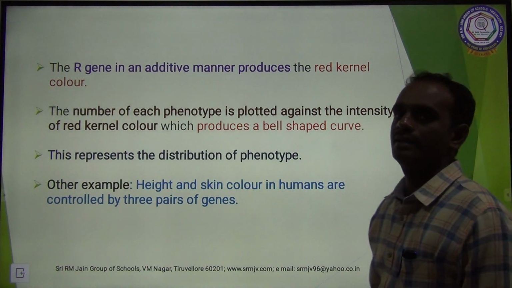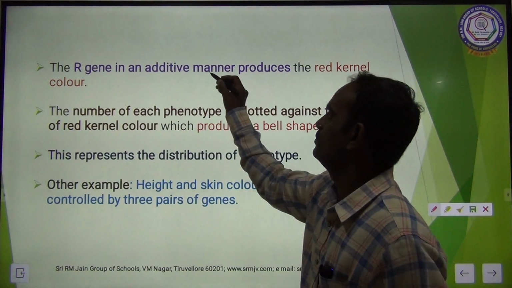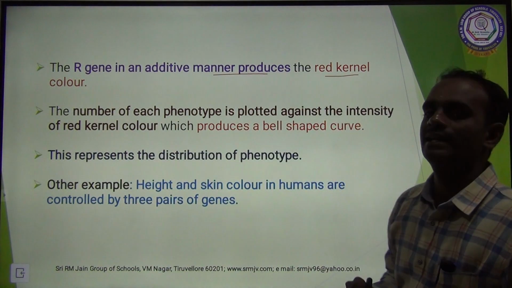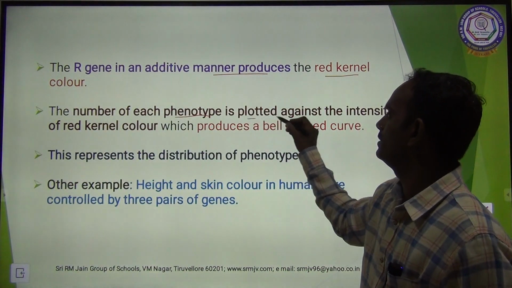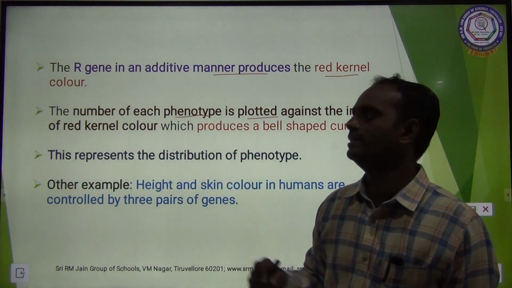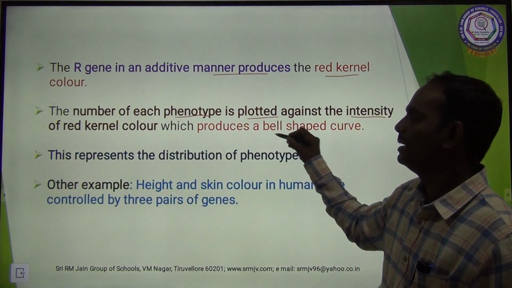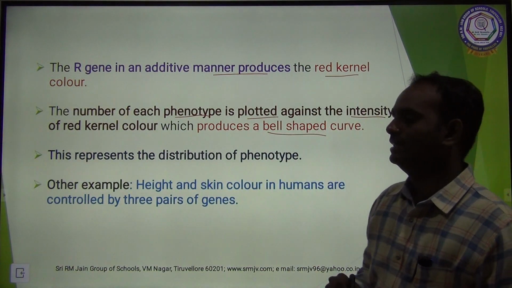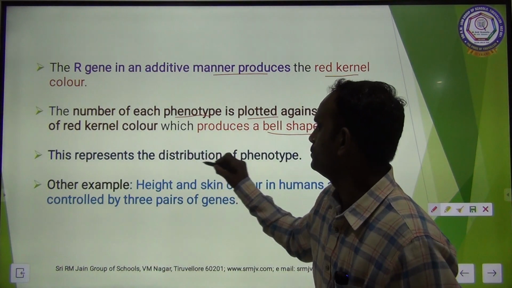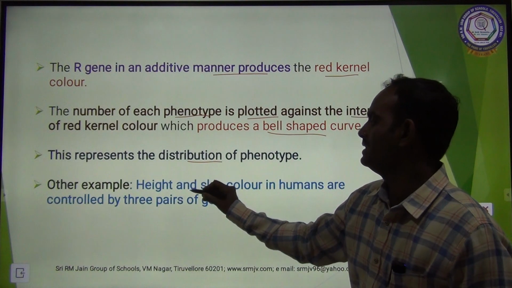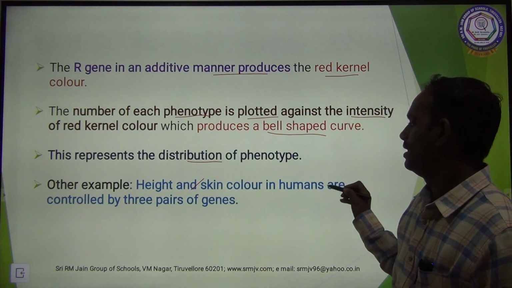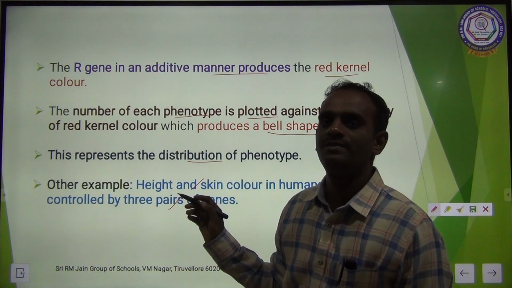The capital R genes act in an additive manner to produce the red kernel color. The number of each phenotype plotted against the intensity of red kernel color produces a bell-shaped curve. This results in the distribution of phenotype. Other examples are height and skin color in humans, which are controlled by 3 pairs of genes.